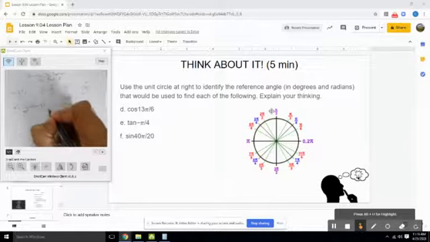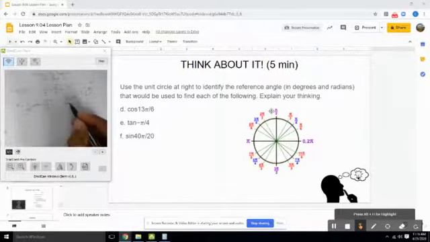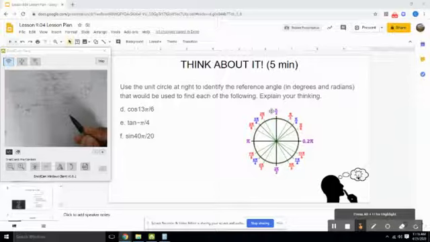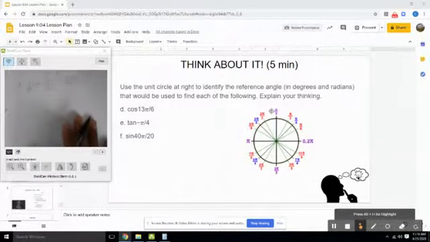So we have two answers. We have pi over 6 in radians, and we have 30 degrees. Both of those would be our reference angle. Let's take part E.